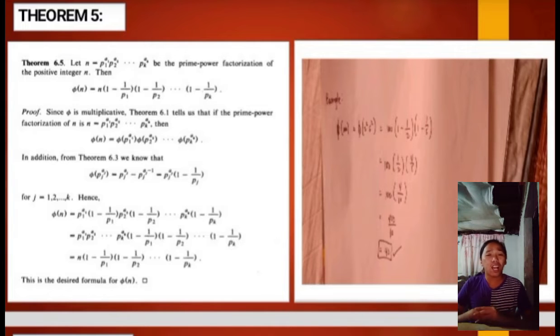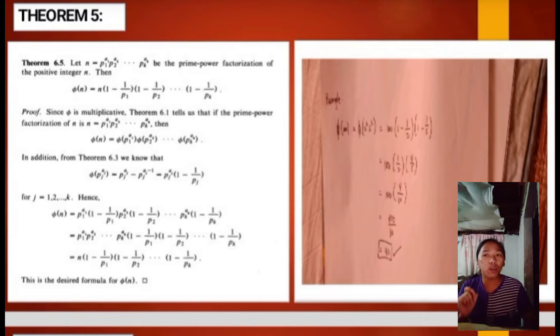So let's say that our n is 100. So phi of 100. Since 100 is factorable, we have 100 equals 2 squared times 5 squared. Or 2 times 2 is 4, then 5 times 5 is 25, and 25 times 4 is 100.